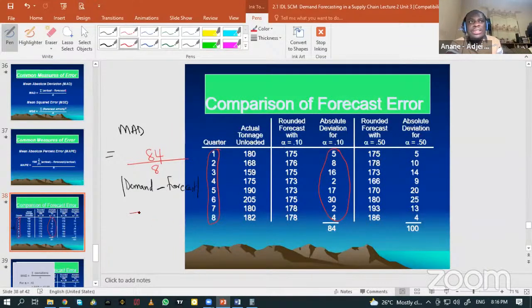What should be our answer? 84 divided by 8 is 10.5. So our MAD for this table is 10.5. Any question?